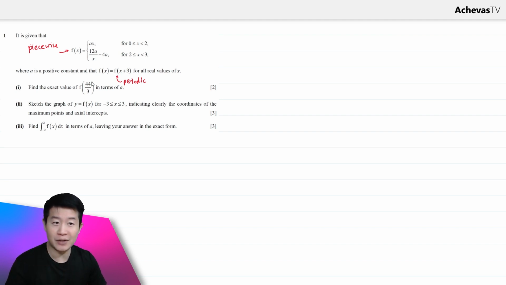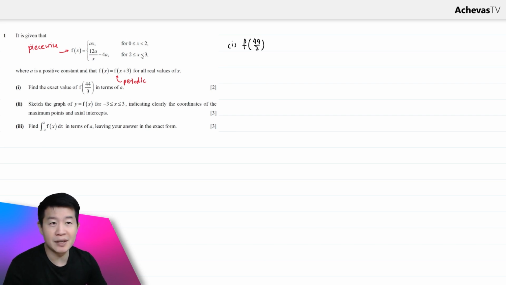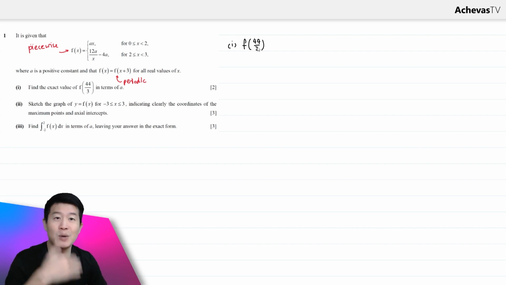Which means that every time I have a number, plus or minus 3, it is going to go back to the same thing. I repeat again, just like in secondary school, when you know that 2 pi is the period for sine, any angle going into sine plus or minus 2 pi will give you the same output. So for example here, part 1, we are looking at f of 44 over 3. 44 over 3 is 14.6 something, which is outside the domain of this piecewise function. I want to get a number between 0 to 3 so that I can make use of this piecewise function.